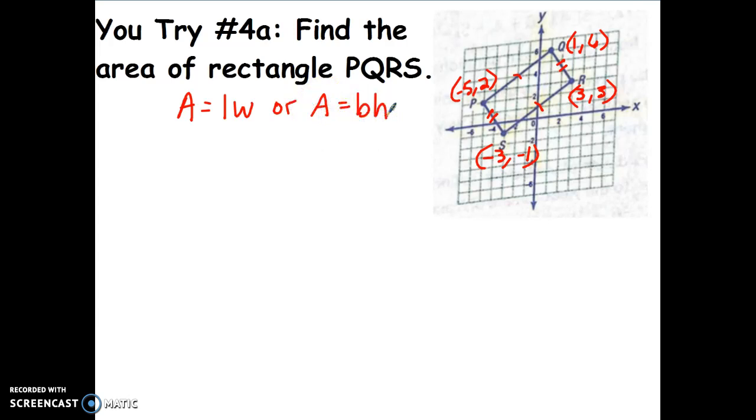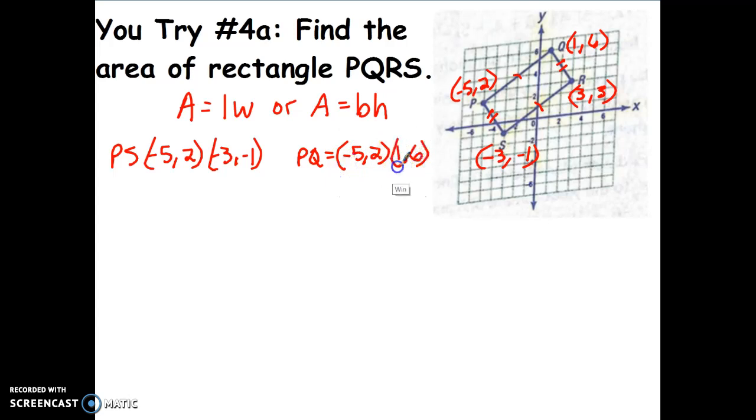So for this one, I'm just going to pick PS, which is (-5, 2) and (-3, -1). So I'm picking PS, and then I'm also going to pick PQ, which is (-5, 2) and (1, 6). Okay, so again, I'm doing PS and PQ. You could have done different sides, but you should still get to the same answer in the end.